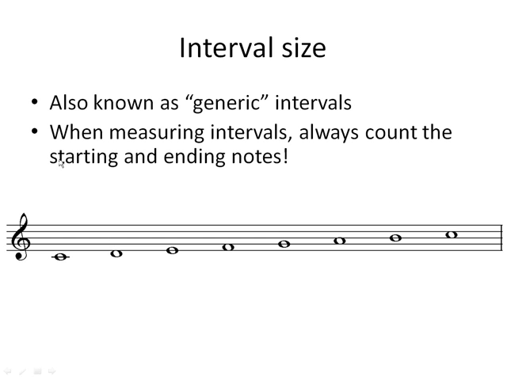Briefly, a step is another name for a second. C to D is a step. E to F is a step. If I start on C and I count 1, 2, I end up on D. C to E is a third. If I start on C and count up 1, 2, 3, I land on E. D to F is also a third. 1, 2, 3.